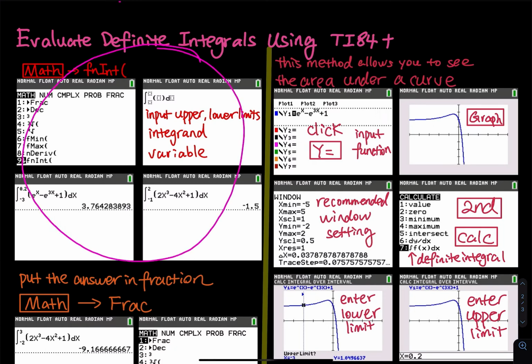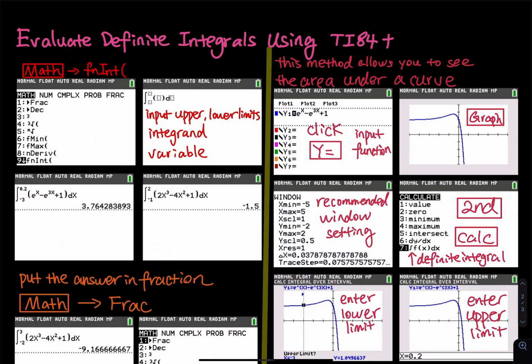First things first, you have to hit the math key on your graphing calculator. The math key is right under the alpha key. When you hit it, that brings you to the first menu, and then you go to option number 9. That is called fnInt, which means you are trying to evaluate an integral.